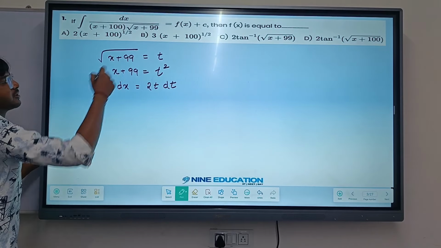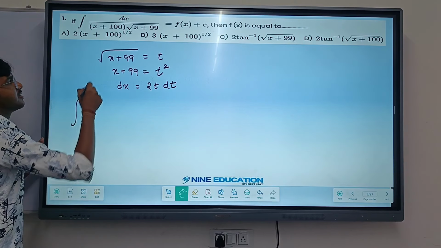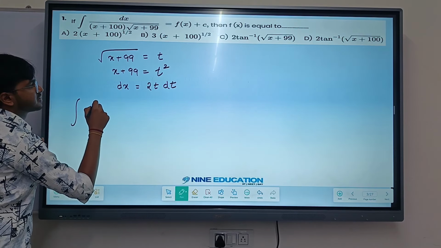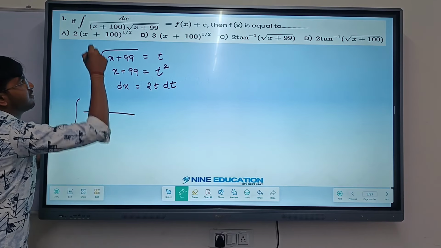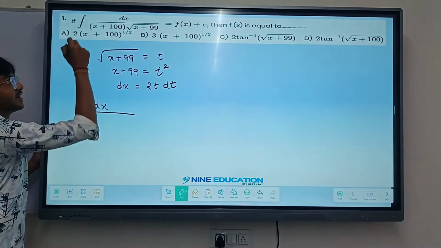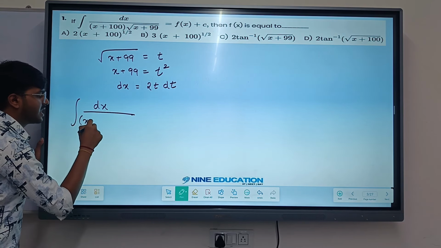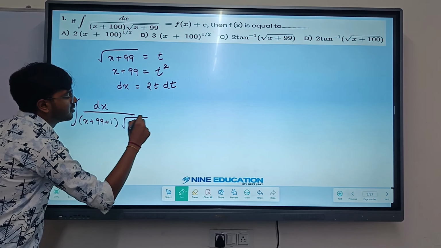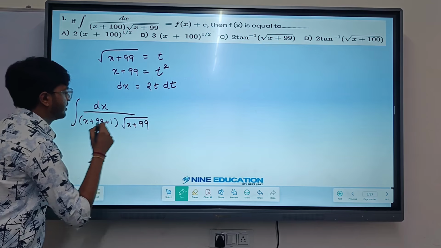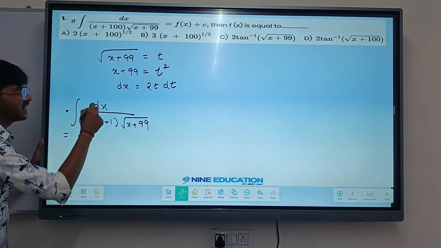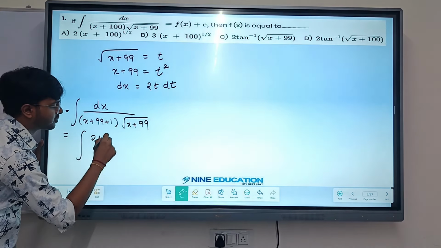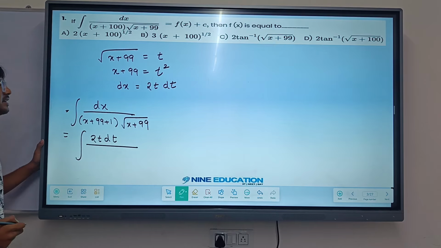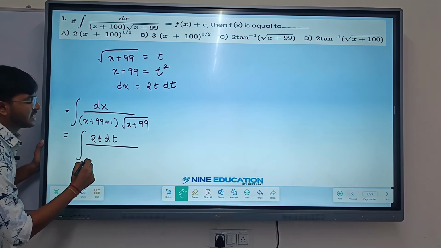Now why did I take root (x plus 99) as t? Because here I have dx divided by (x plus 100) into root (x plus 99). Now x plus 100 I can write as (x plus 99 plus 1) into root (x plus 99). So dx is 2t dt, divided by x plus 99.